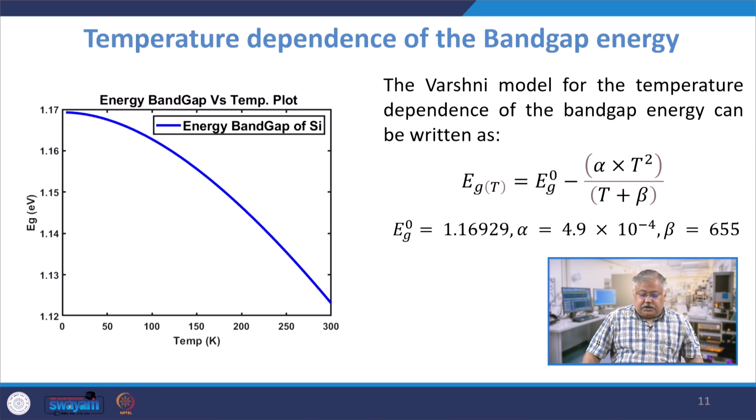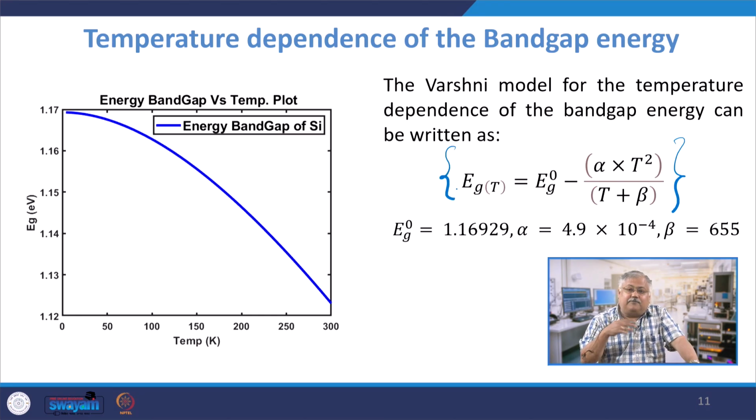Let us look at the temperature dependence of band gap energy. There is a model known as the Varshni model. This is a model where band gap energy is directly a function of temperature, and it is given by this formula here. It is an empirical or semi-empirical formula derived from experimental data, and this is given as Eg(T), the band gap with respect to temperature. This is the band gap at T equals 0 Kelvin, minus alpha into T squared upon T plus beta, where alpha and beta are the fitting parameters.